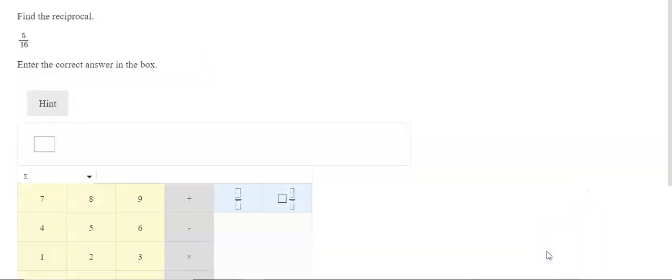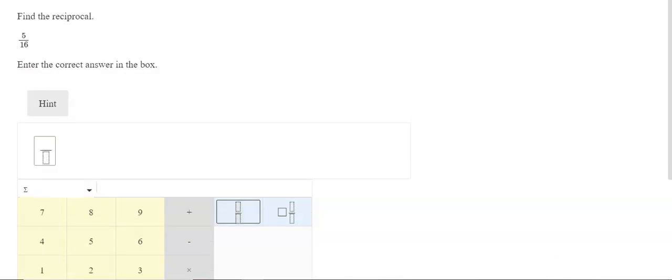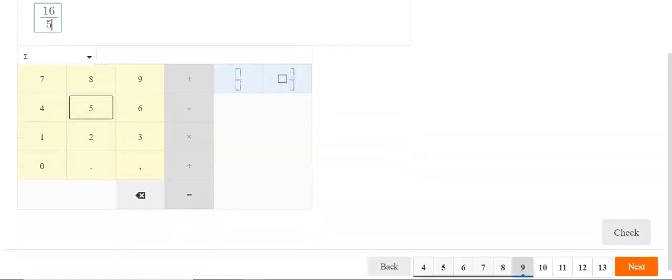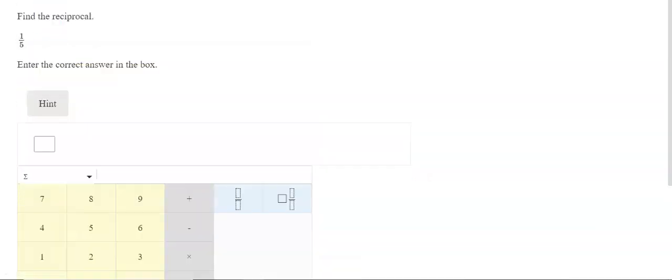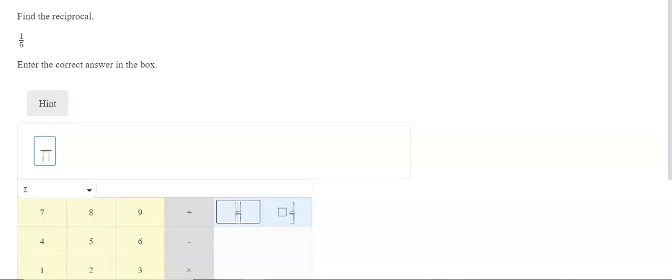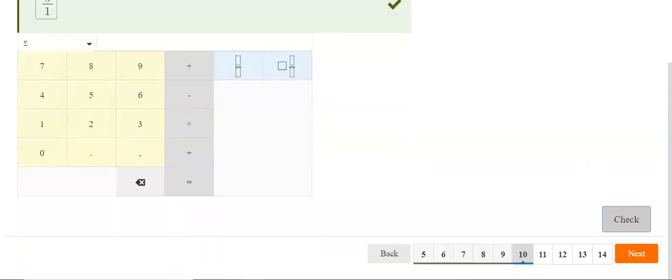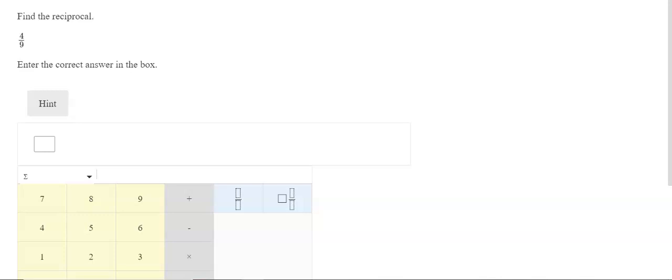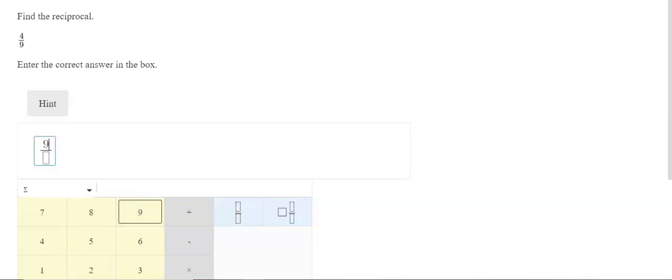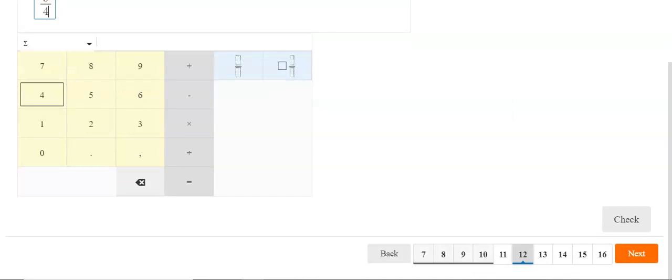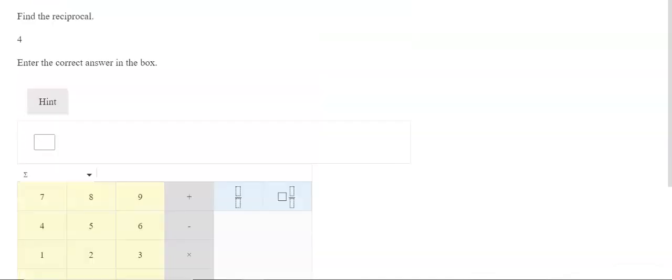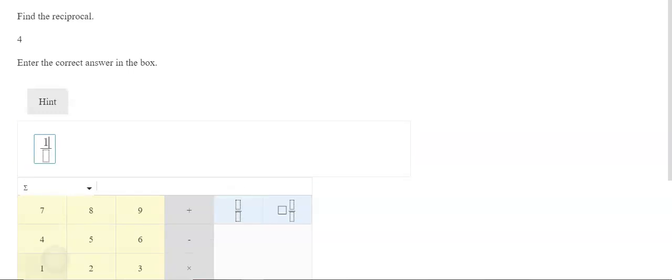Next up is number 9. Okay, we're going to find the reciprocal. This one should go fairly quick for you. The reciprocal is 16/5 because we just flipped it. The reciprocal for 1/5 is 5/1. The reciprocal for 4/9 is 9/4. I skipped number 11. The reciprocal for 4, which would be 4/1, is 1/4.